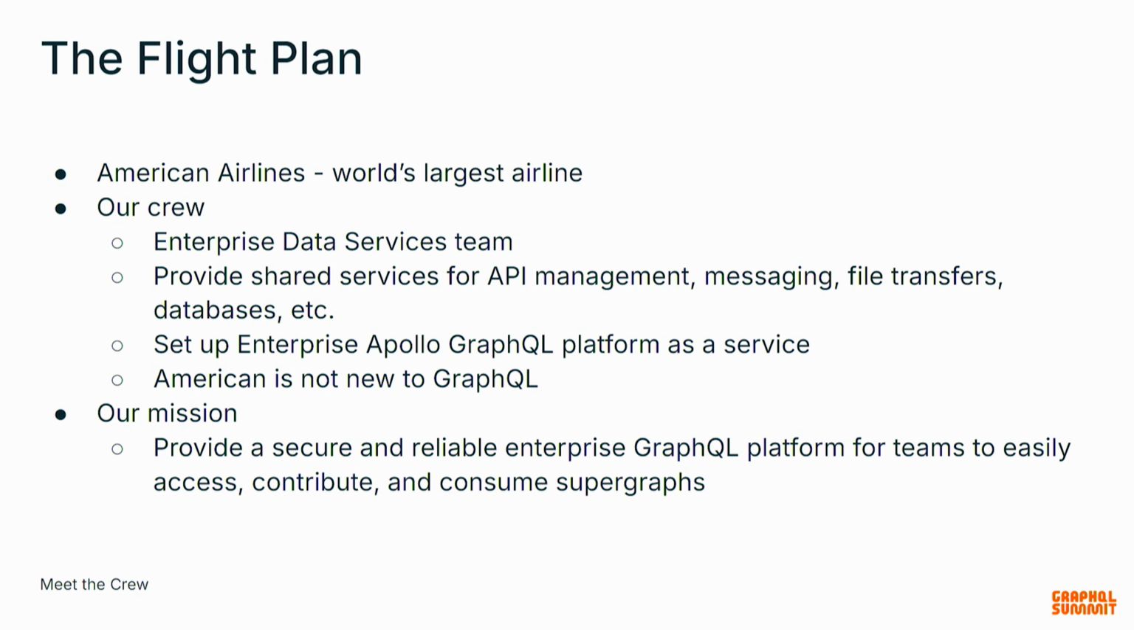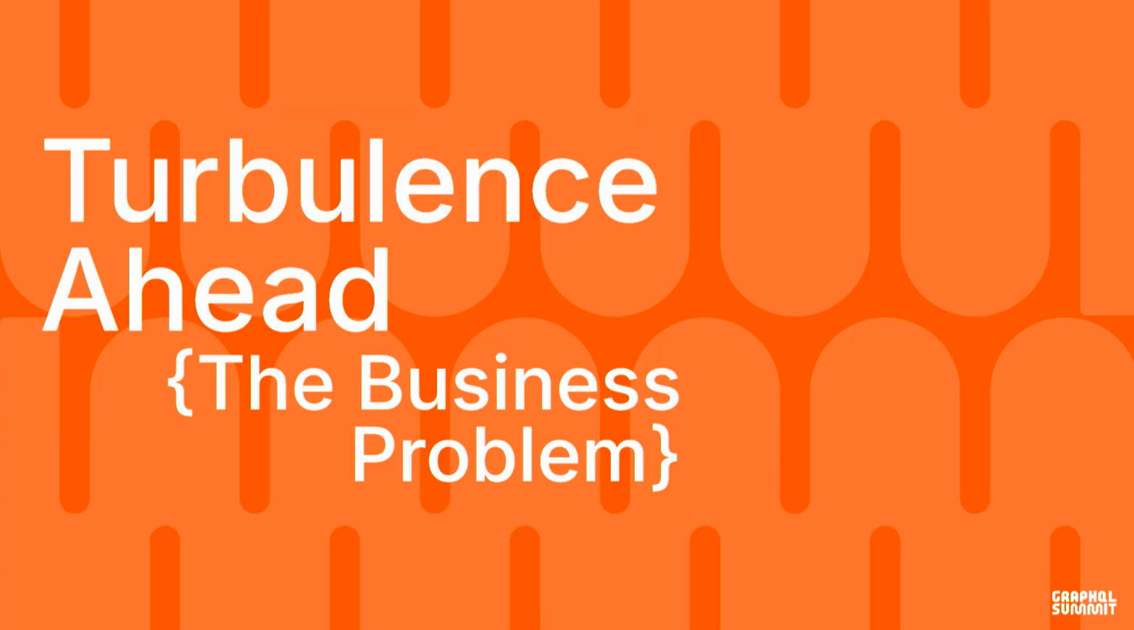So this brings us to our mission. What is our mission? Our mission here is to provide a secure and reliable enterprise GraphQL platform for teams to easily access, contribute, and consume supergraphs. So while we were on this journey to set up the GraphQL platform for the airline, we wanted to ensure that we provide the best possible experience for our teams to onboard and consume the graph securely. But we had faced some challenges in regards to authorization.